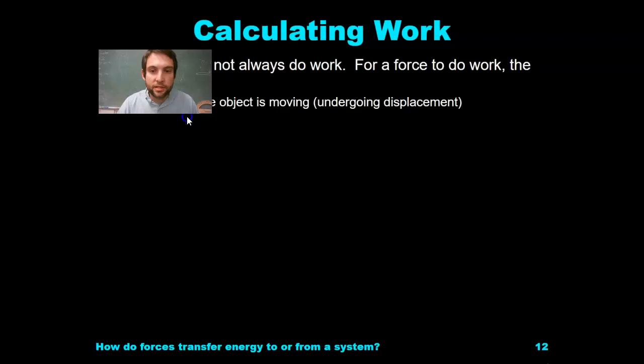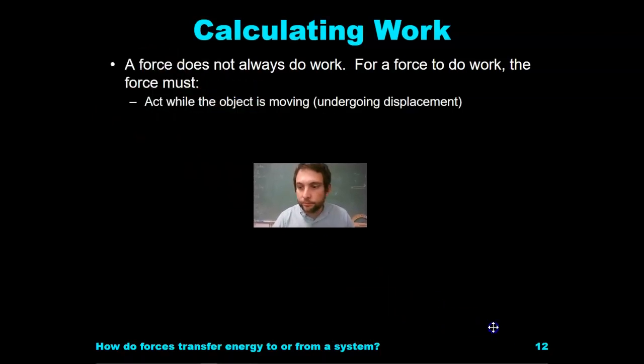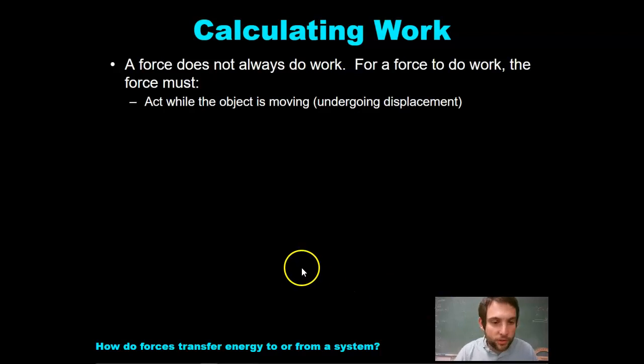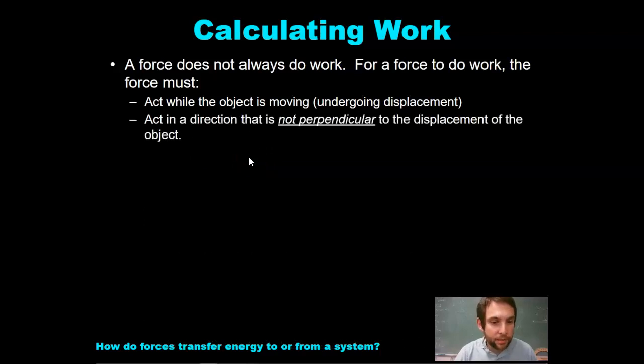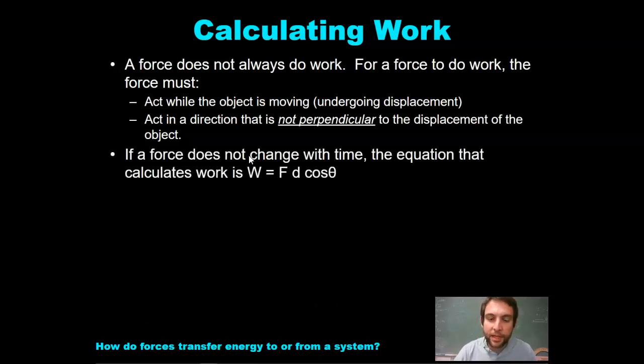A force does not always do work. For a force to do work, the force must act while the object is moving. Has to undergo a displacement. Has to act in a direction that is not perpendicular to the displacement of the object. If a force does not change with time, the equation that calculates work is work equals force times displacement times cosine of the angle.